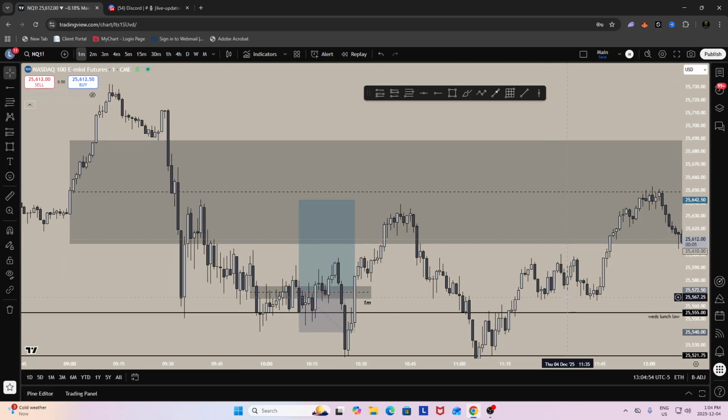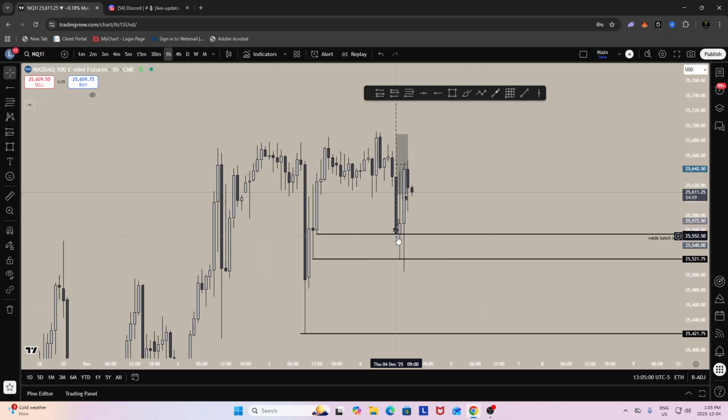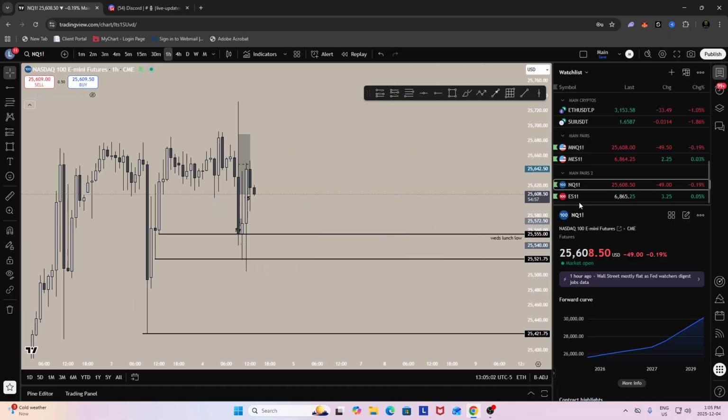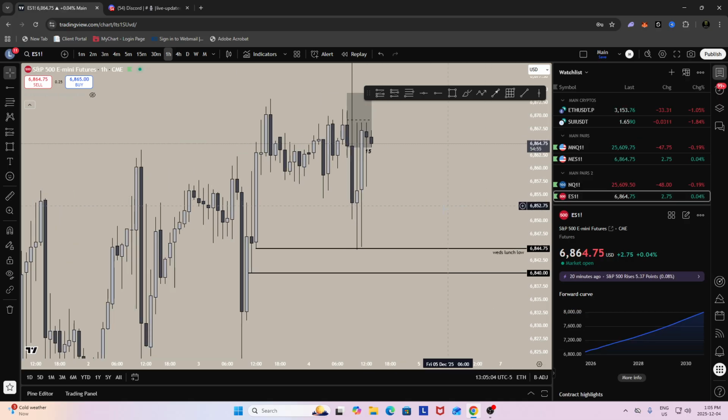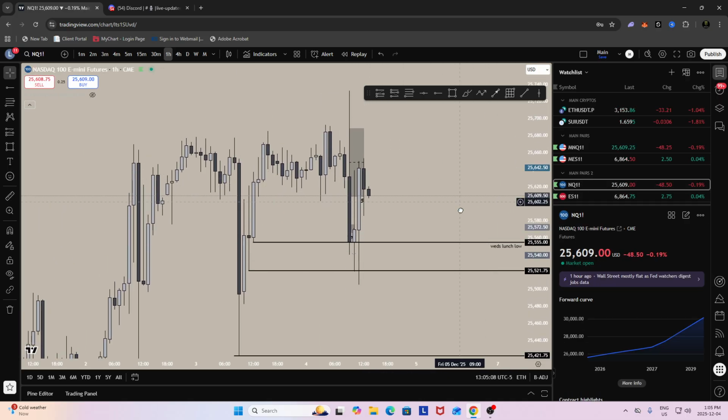Price came down and ended up taking out the Wednesday lunch low. After we took out the lunch low, at this same time, we took it out on that 9 a.m. candle. As you can see, ES had not taken it out, and it ended up taking it out later. So we had technically a bullish SMT off of the lows.